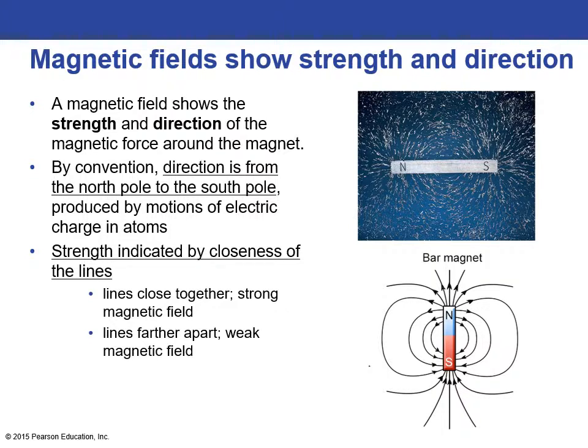and that's based on the motion of the electric charge in the atom, the movement of that electric charge. So we have the arrow going from the north to the south, and the strength of the magnetic field is indicated by the closeness of the lines. Lines that are closer together, as right here, show a stronger magnetic field, and lines that are further apart show a weaker magnetic field.